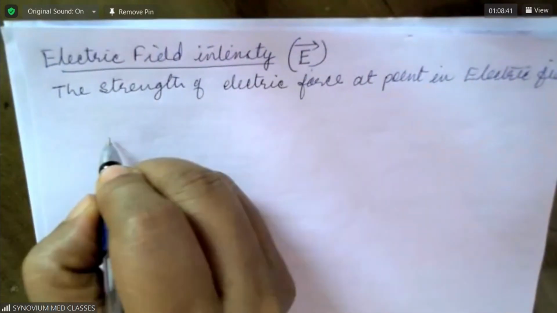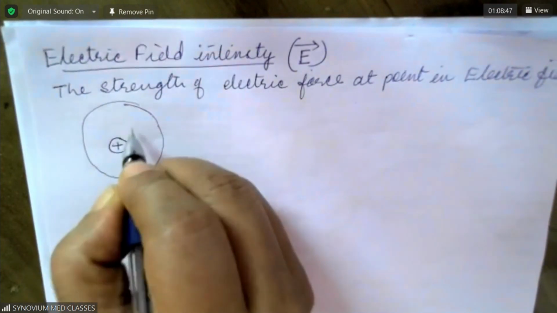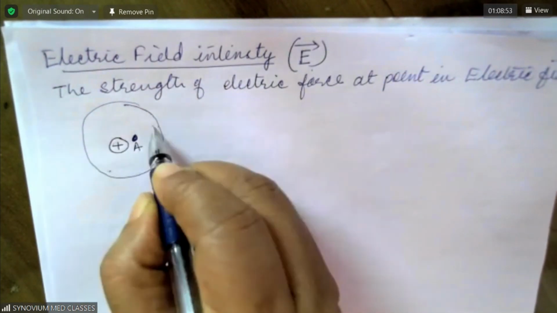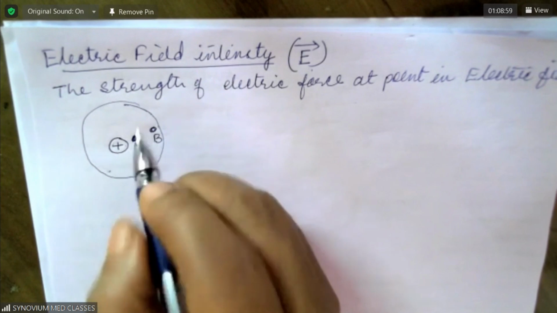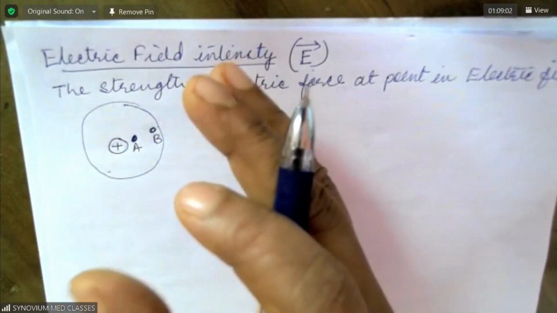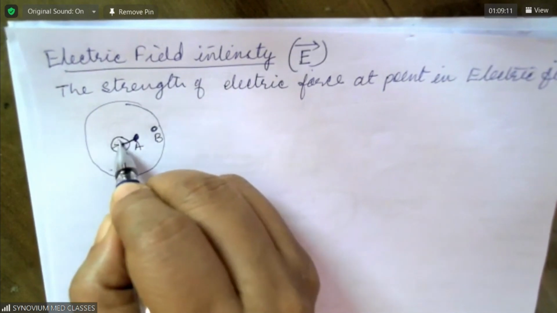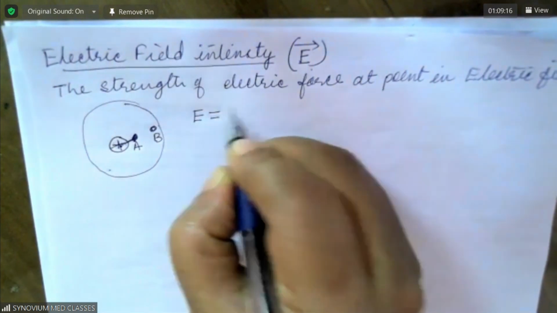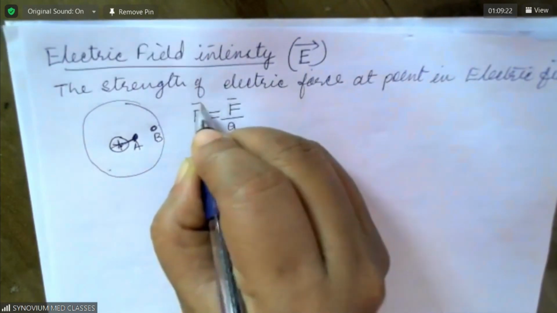Space around the charge. For example, if this is a positive charge, this whole thing is the electric field. But if you have a point over here, say A, and a point over here, say B, which point will have more electric field strength? Which point will have more force? A, because it is placed closer. That means it depends on the distance from the charge. So electric field strength is defined as the electric force a unit charge experiences.